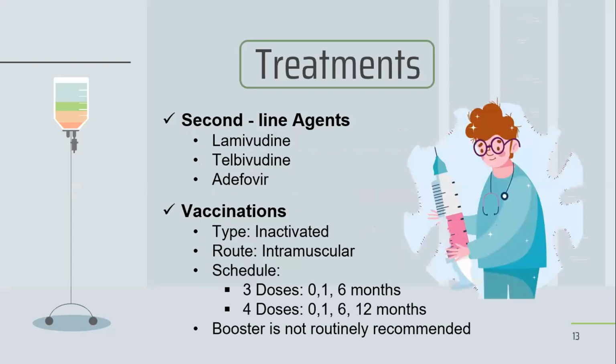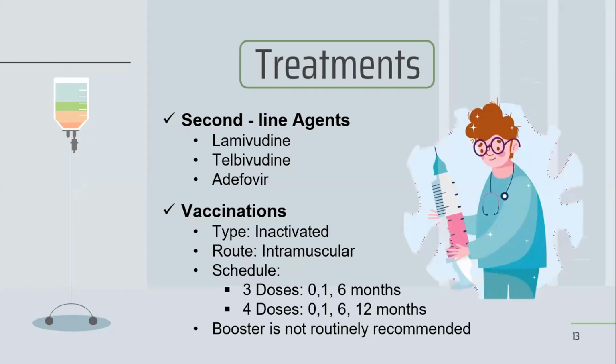So for the non-preferred agents, this consists of lamivudine, telbivudine, and adefovir. They are called non-preferred, or second line or third line, because these agents are associated with hepatitis B viral resistance.